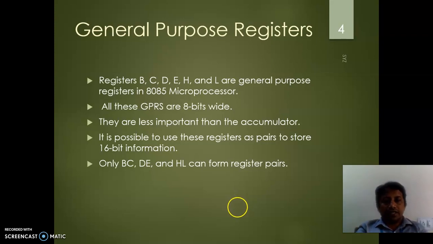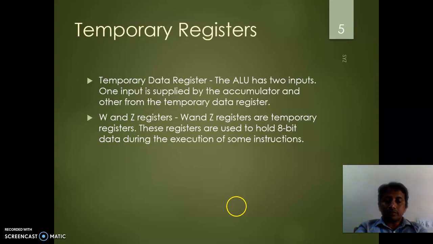General purpose registers are used for any general purpose operations like addition, subtraction, multiplication. Remember that these are less important when compared to the accumulator, which we will discuss next in the special purpose registers. The next one is the temporary registers. The name here is temporary.